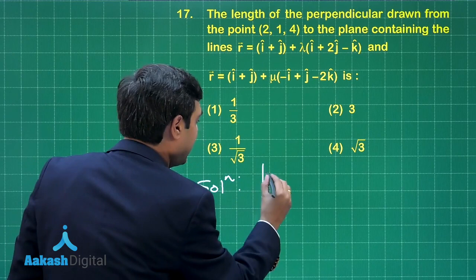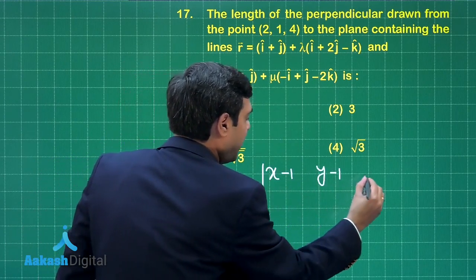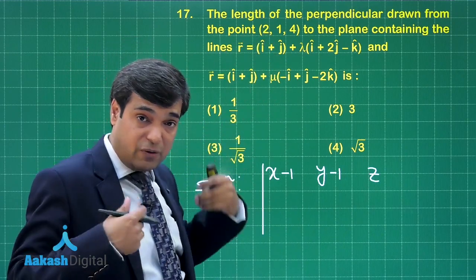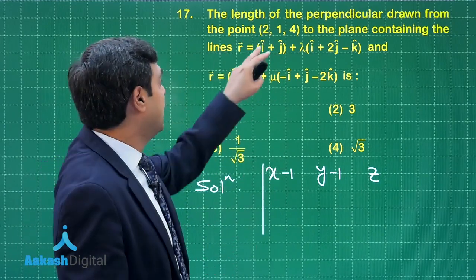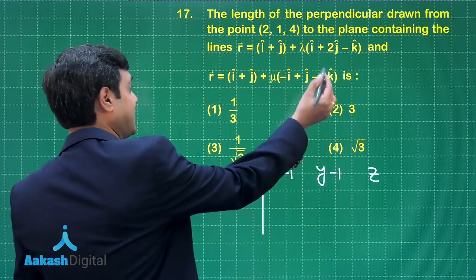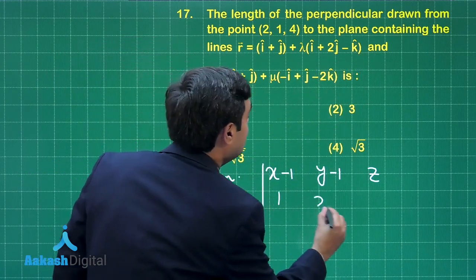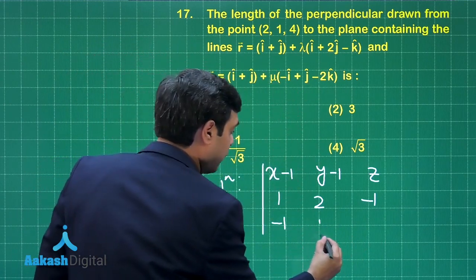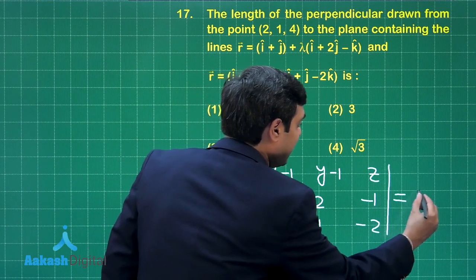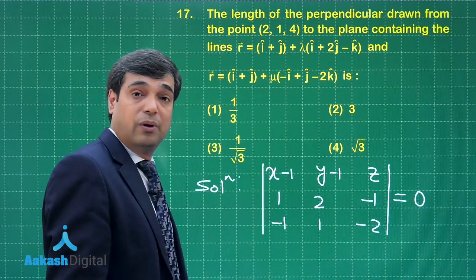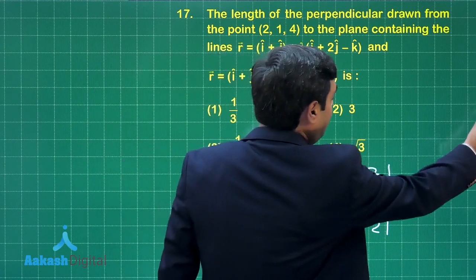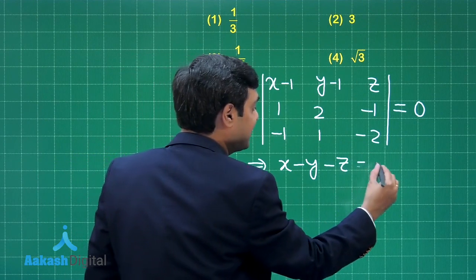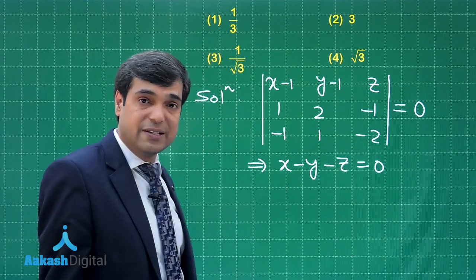You can say the determinant x minus 1, y minus 1, z, because the point is 1, 1 in both. If it would have been different, even in that case you would have taken any of the two. Next, b1 is 1 2 minus 1 and b2 vector is minus 1 1 minus 2, equal to 0. I'm sure this is clear. Now simplify this to get the equation of plane, which is x minus y minus z is equal to 0.